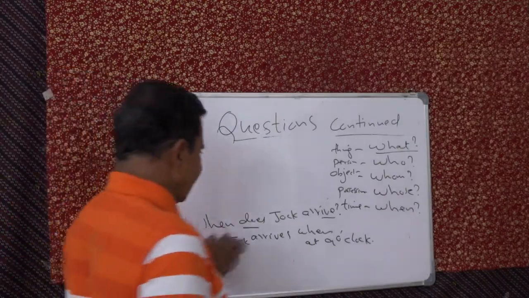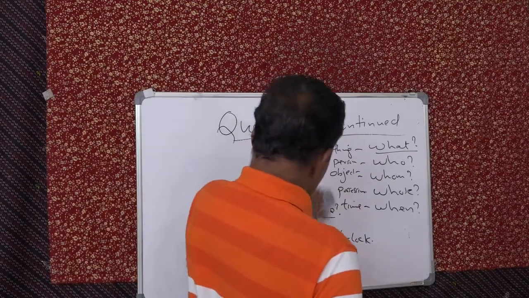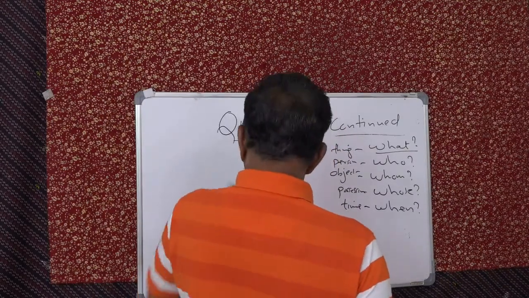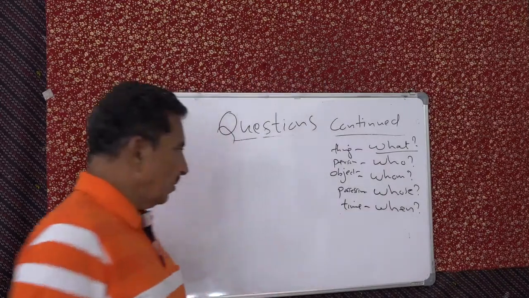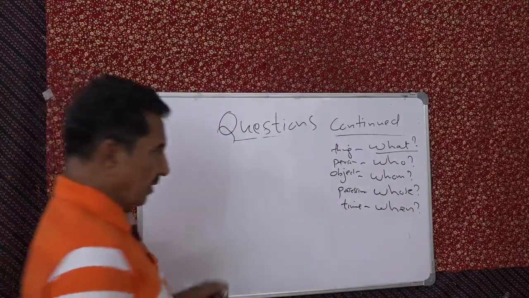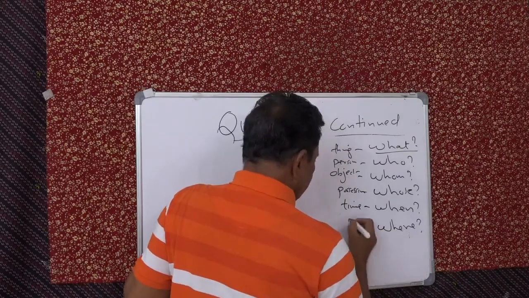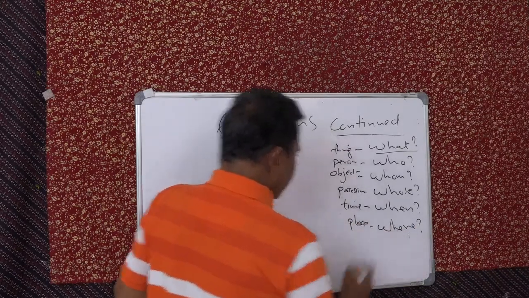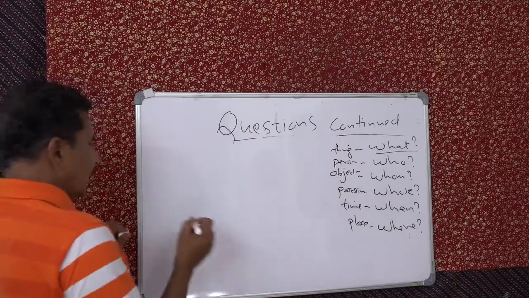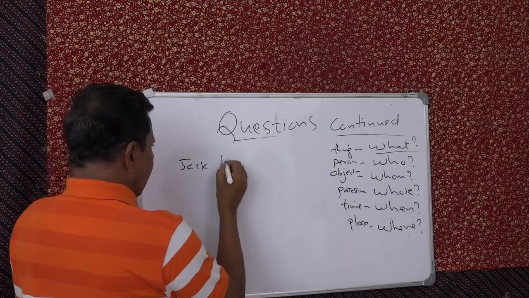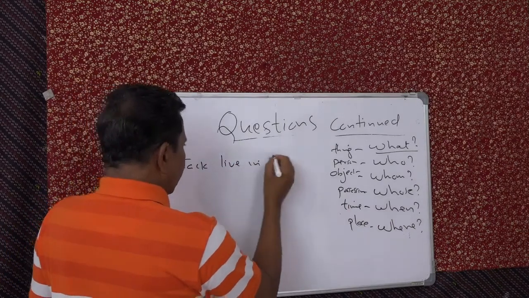It's very simple, yes. Now let's take another question word. These question words we always use now. That's why. Where means place. Where means place. So Jack lives in America.